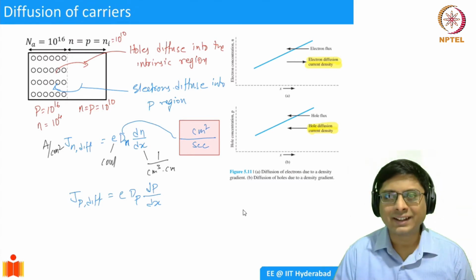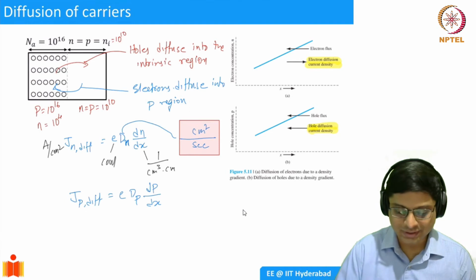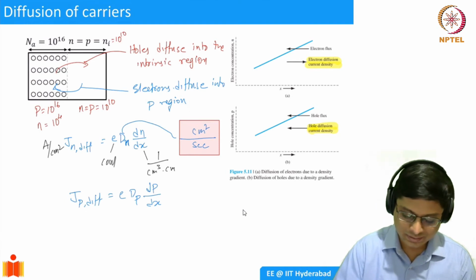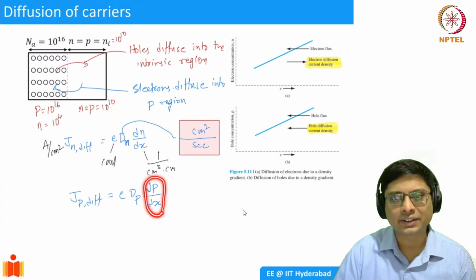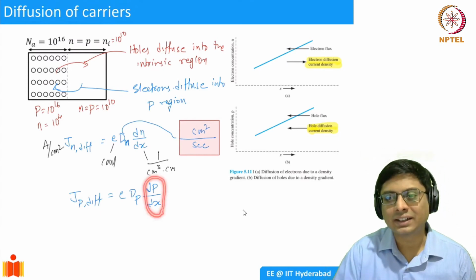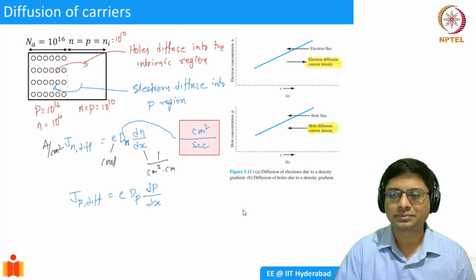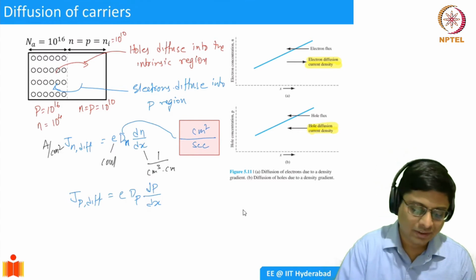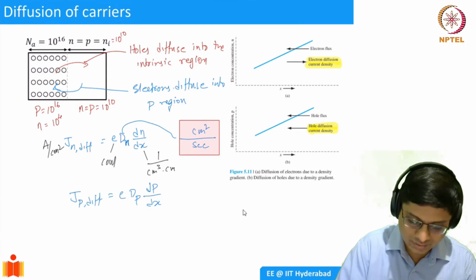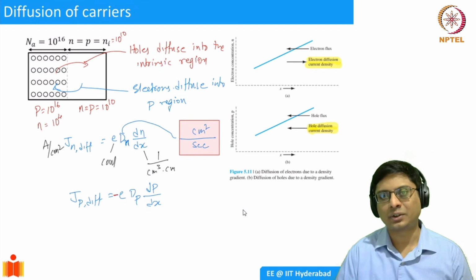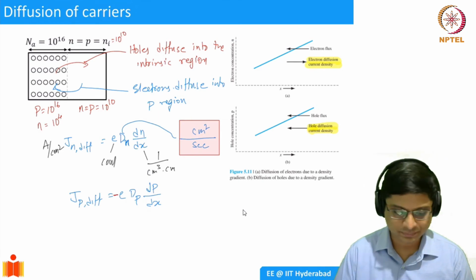Well, is the equation correct? Look at the gradient in the holes. The term dp by dx is going to be the gradient in holes. And the current density has to be opposite the gradient. It's the negative of that, so you have to put a negative sign for this. Please do remember this. Only for the diffusion current for holes, it's going to be opposite, minus.